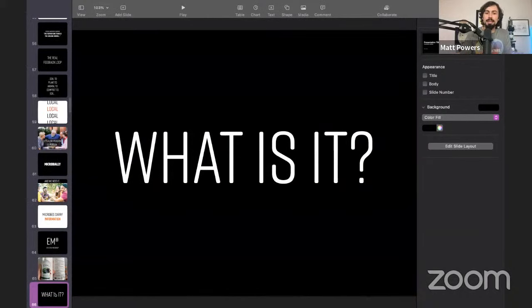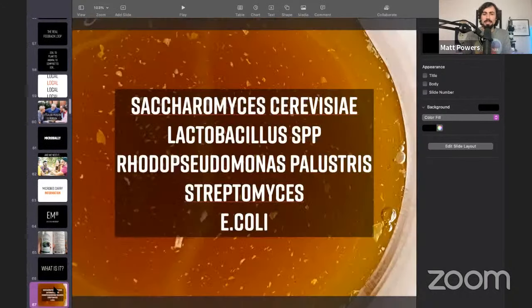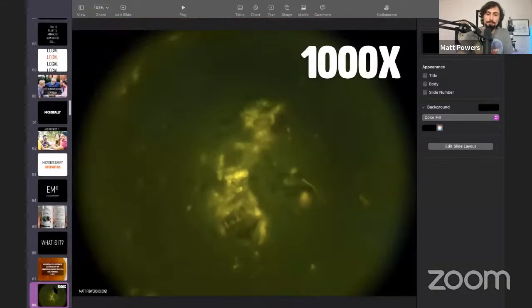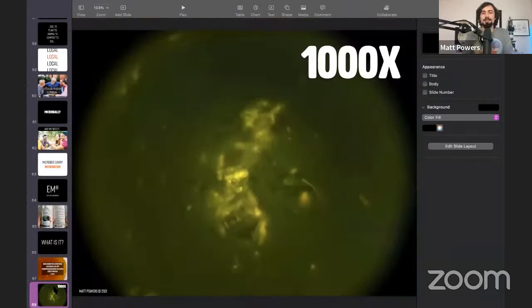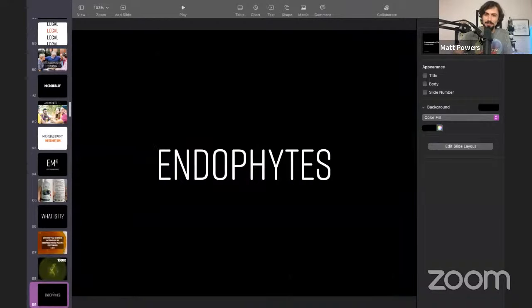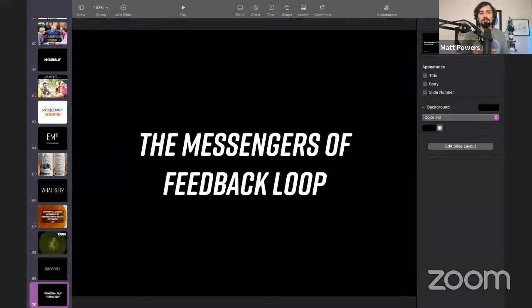But EM, what is this? Well, it's supposed to be Saccharomyces cerevisiae, Lactobacillus species, Rhodopseudomonas palustris, Streptomyces, and E. coli. And they won't list the E. coli, but it's there and it's meant to be there. So this is what it looks like at 1000x with the epifluorescence lens. You can see the autofluorescence of the phosphorus presence in the yeast cells. They're endophytes. All these guys, they're endophytes. They're messengers of the feedback loop.